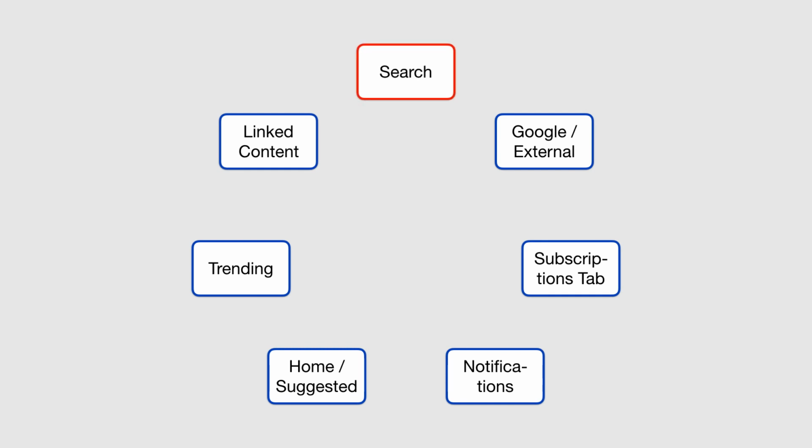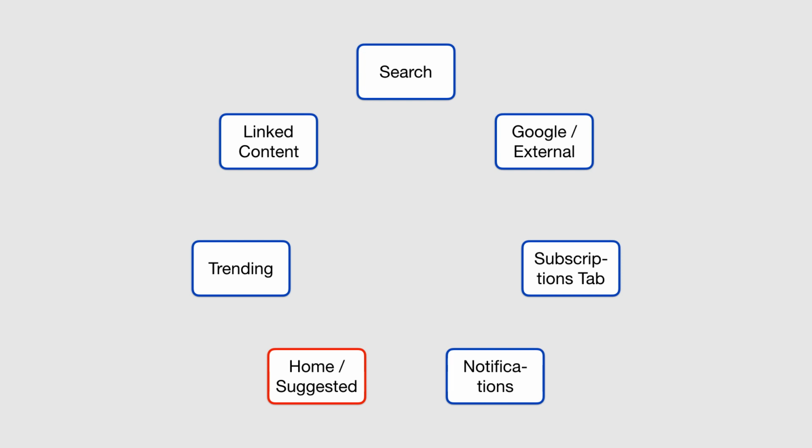All our views come from one of these traffic sources. YouTube search is the obvious one and the reason we optimize our video metadata. People may also visit our videos from external places like Google or social media. We have the subscriptions tab where our subscribers get to see our new videos. Notifications inform our active viewers about our new uploads as well. The home screen and the suggested videos recommend our videos to viewers.